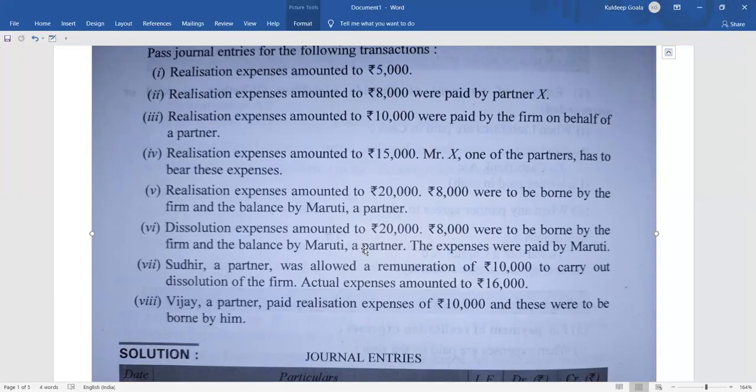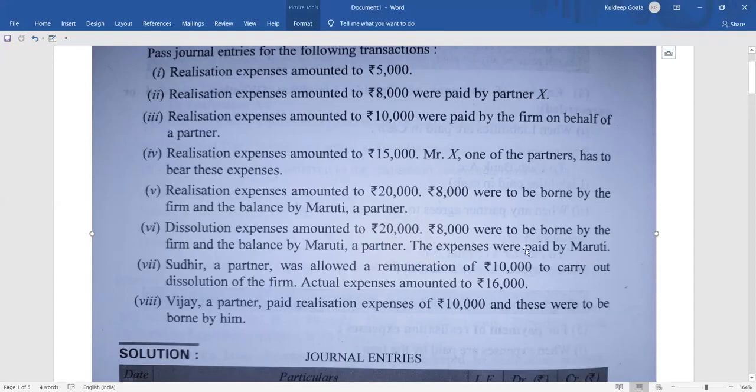Now we will take point number 6. What is mentioned here? Dissolution expenses amounted to 20,000. Okay, the amount of dissolution expenses was 20,000. And what happened here? 8,000 was to be borne by the firm. Firm को देना था 8,000 and the balance, बाकी जो पैसा बचेगा, by Maruti. Maruti will pay the remaining amount. That is remaining how much? 12,000. Maruti is a partner.